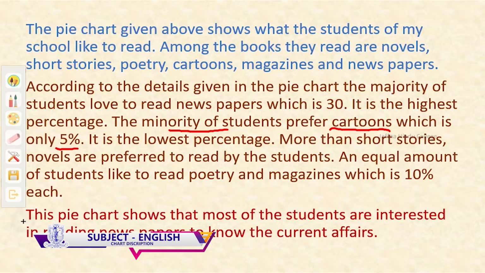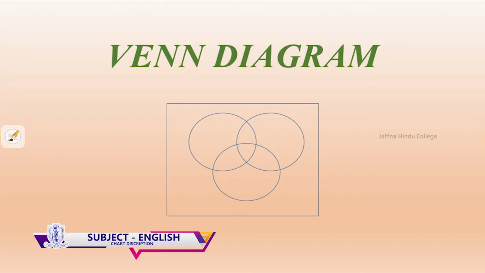And the conclusion given here is, this pie chart shows that most of the students are interested in reading newspapers to know the current affairs. Here this is the writer's own view. This is not mentioned in the pie chart, but the writer can say what is likely to happen or his own view at last in one sentence only. Don't try to explain all the things in the second paragraph. This is the conclusion. Then there is a Venn diagram.